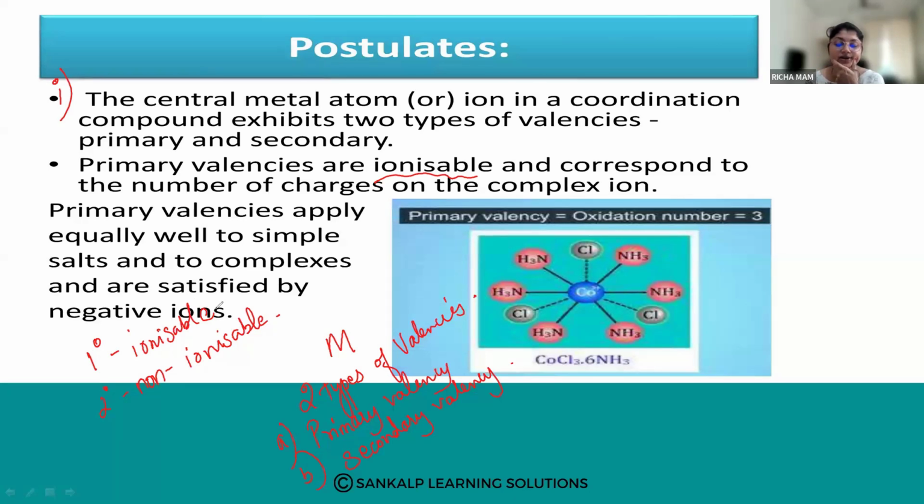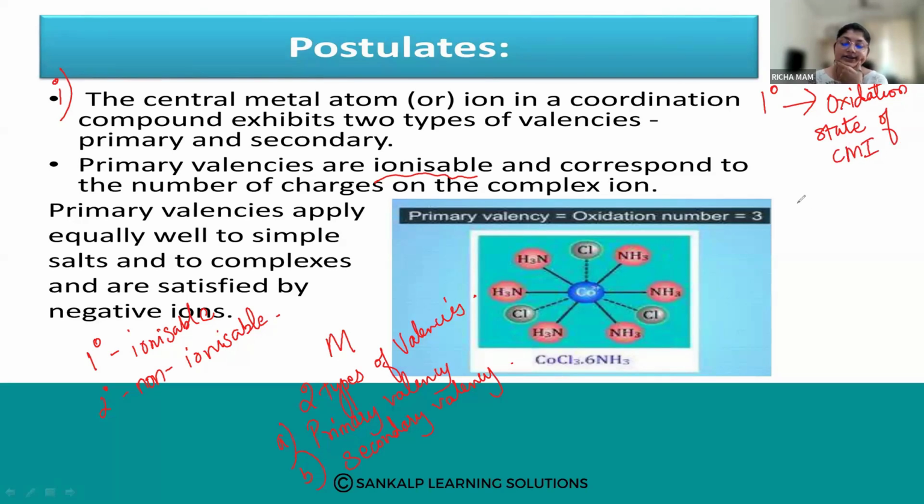It depends upon, it shows two types of valency. First is the primary valency, which is ionizable, and the second one is the secondary valency, which is non-ionizable. Then this primary valency corresponds to the oxidation state of the central metal ion. So it tells you the oxidation state of the central metal ion.